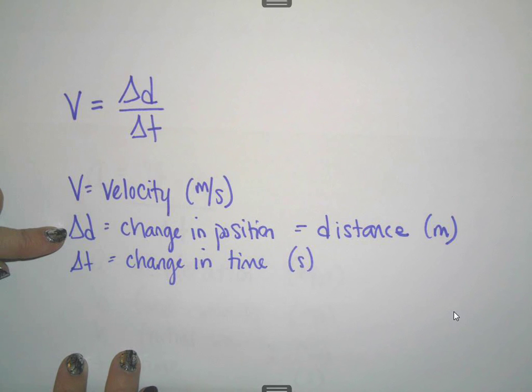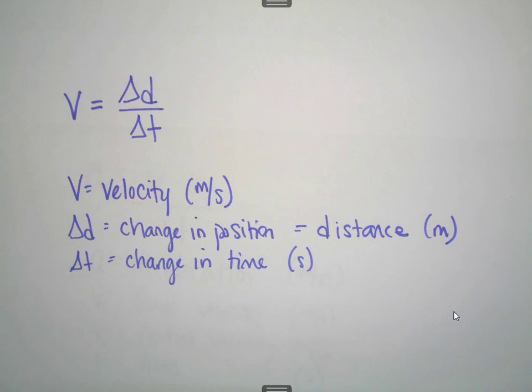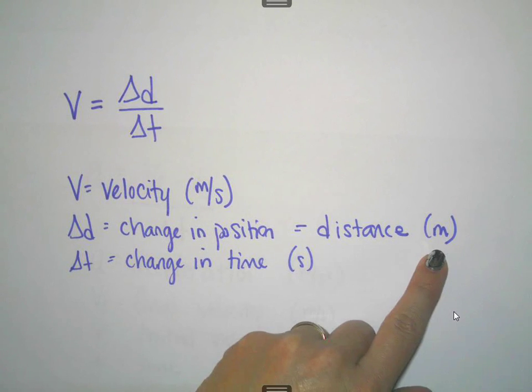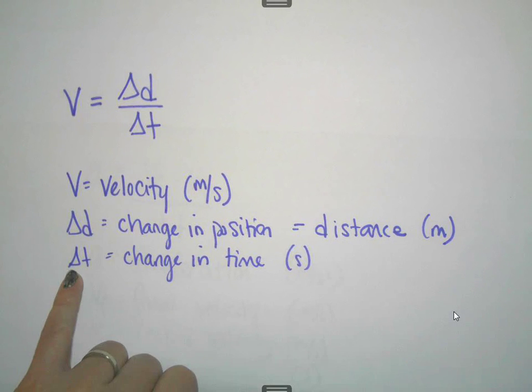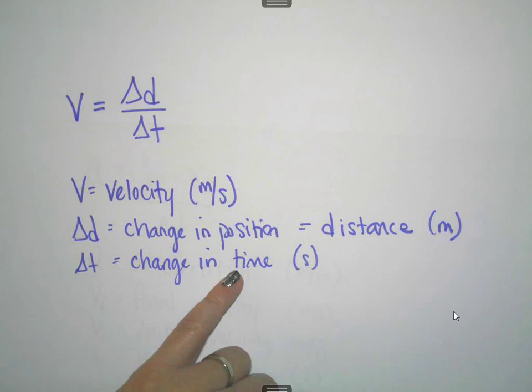Delta d stands for change in position. Another way to look at change in position is simply that it's distance, like how far something traveled. We're going to typically measure that in meters. And we have delta t, which is change in time. Often that's just given to us as the amount of time. It'll say that something happened in 6 seconds, so the change in time is going to be 6. We're usually going to use the unit of seconds.